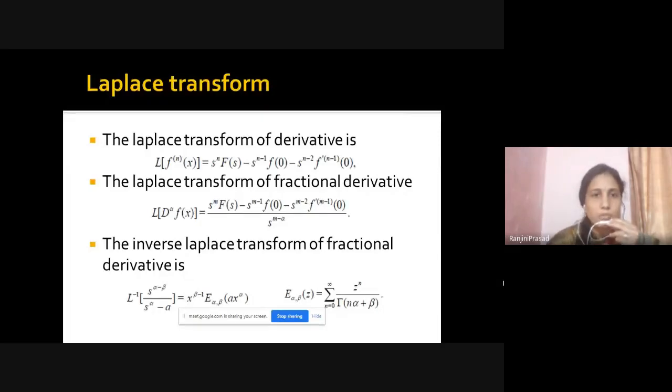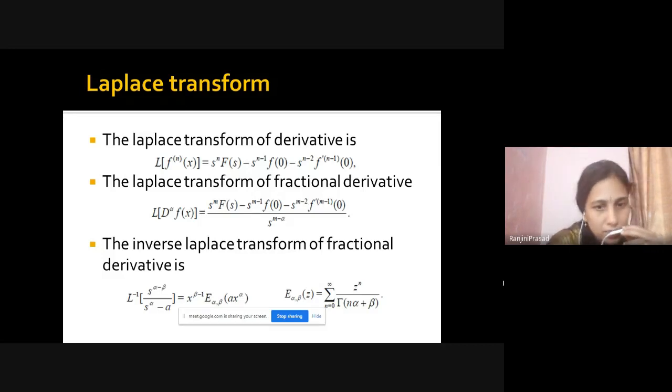So I'm going to introduce how to find the solution of a fractional equation using the Laplace transform. I'm showing only the Laplace transform; there is another way to find the solution also. The Laplace transform of a derivative, you know, L of f^(n)(x) equals s^n F(s) minus s^(n-1) f(0), etc., where F(s) is L of f(x). The Laplace transform of a fractional derivative, L of D^α f(x), is given. This is the formula. The inverse Laplace transform of the fractional derivative formula is also given.